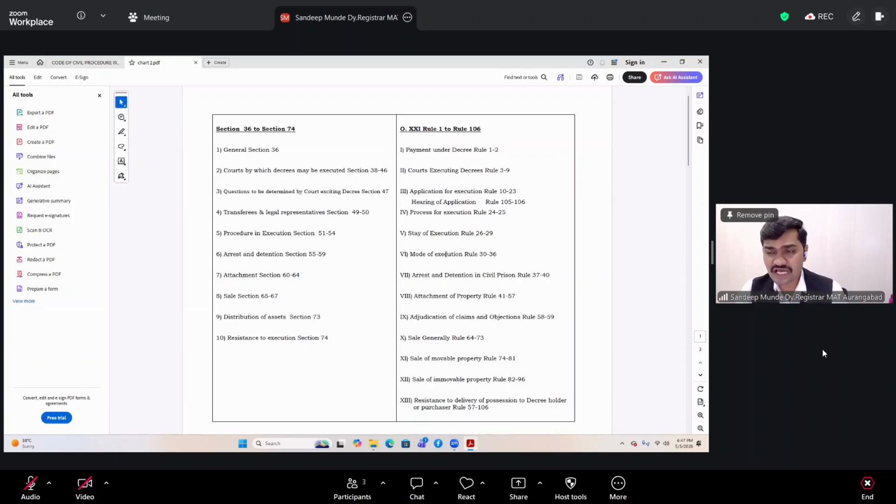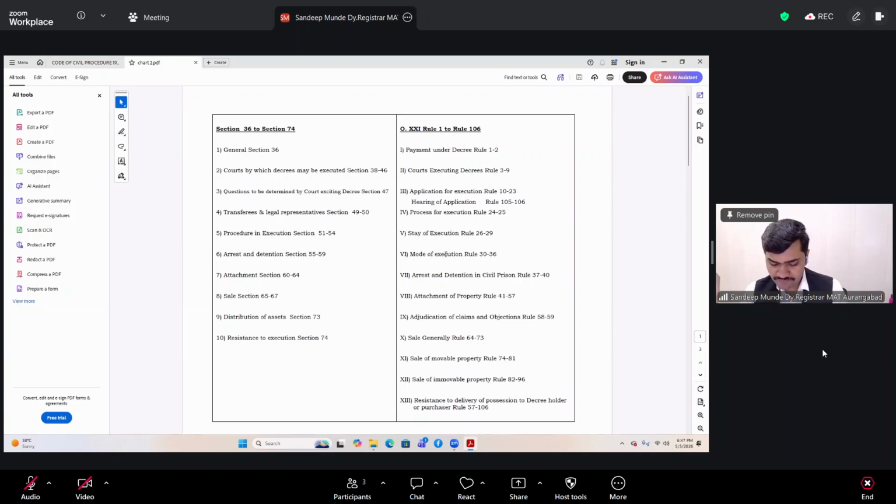57 deals with subsistence allowance. The person on whose behalf application has been made, he may be arrested and detained in the civil prison. He is required to pay the subsistence allowance under section 57, and the scale of that has been decided by the state government. 58 states detention and release. Every person detained in the civil prison in execution of decree shall be so detained. It is in three parts.